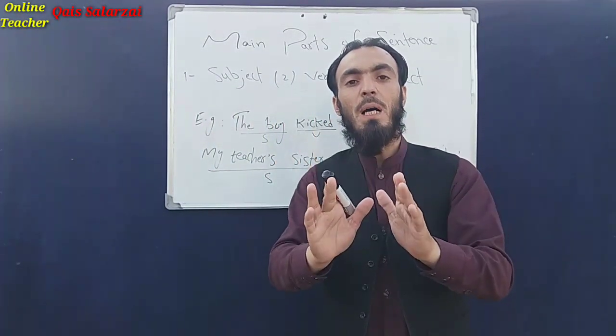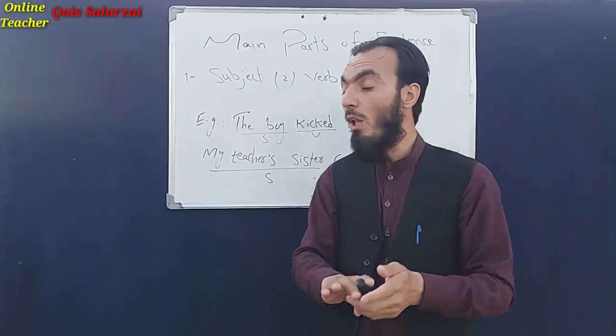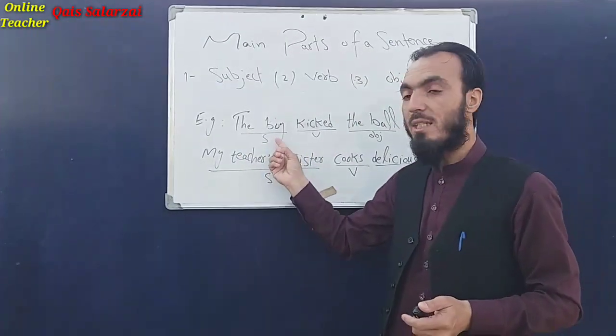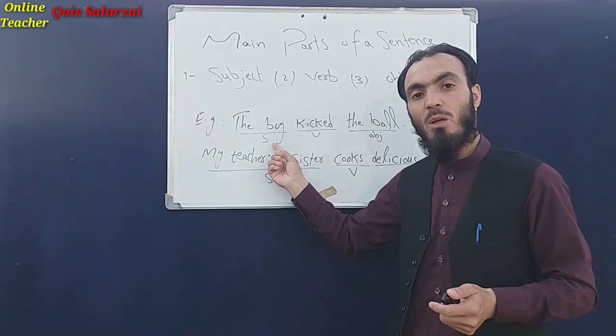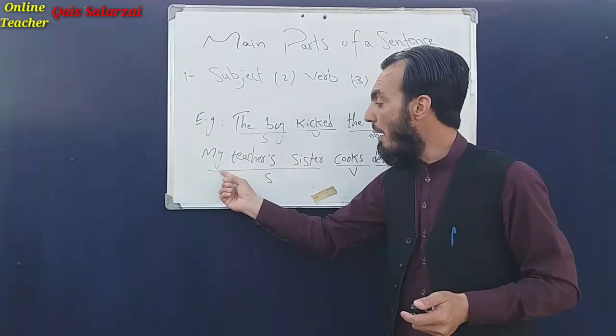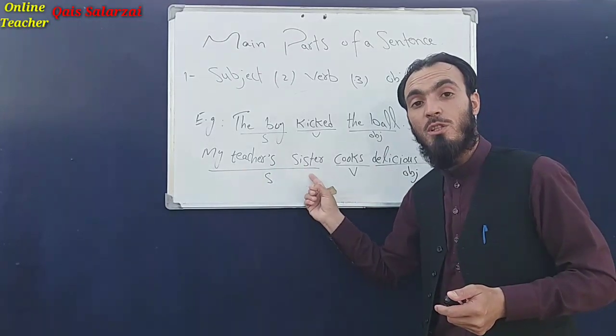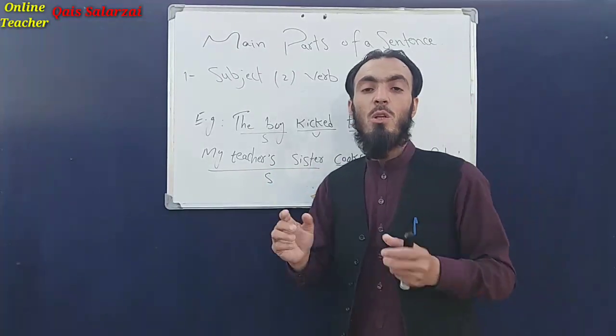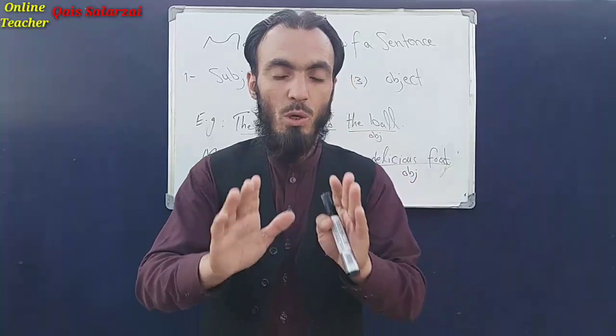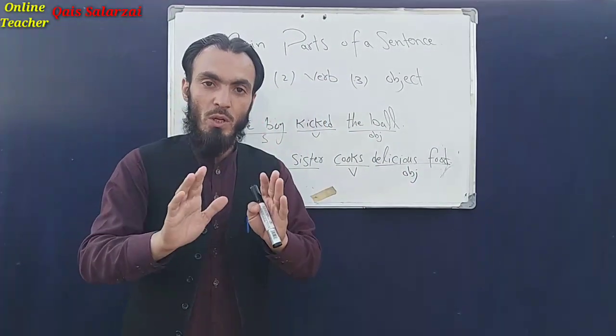It may be compound, it may be more than one word. For example, you can see the boy is a single word here. We said it's a subject, but here my teacher's sister is 3 words. It's the combination of 3 words. It is called the subject. So the subject will never be a single word. It may be more than 1 word.